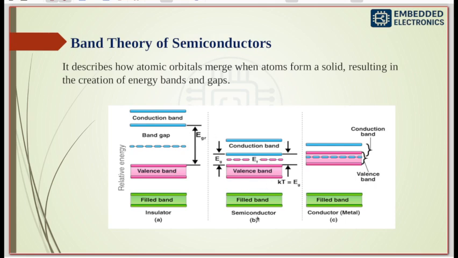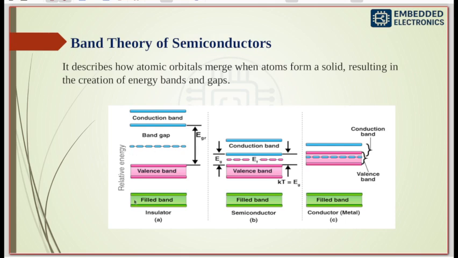And this is the semiconductor. Here a small band gap is present, right? So with a little heat or voltage electrons will jump, and current sometimes flows. Examples of semiconductors are silicon, germanium. But in the case of a conductor or metal, there is no band gap, so current flows easily. Examples are copper, aluminium.